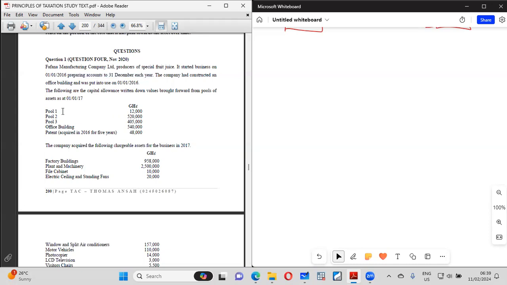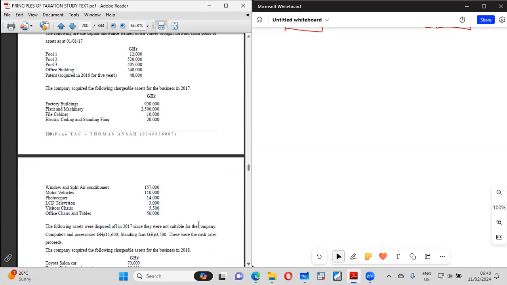So these are opening balances. That is what we have, our opening balances. Then in the same year, the company acquired these. Okay, so we have the acquisition of all these assets. Wow, they bought assets. Okay, so what will we be doing?